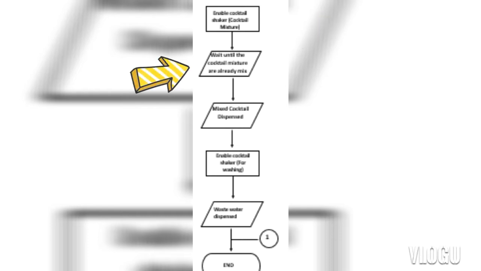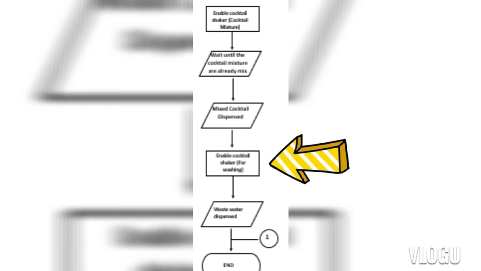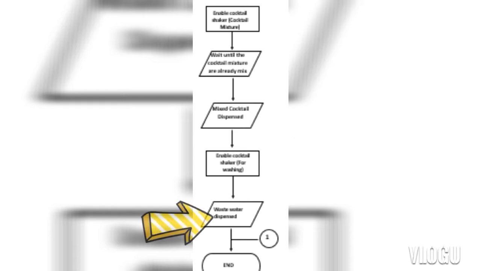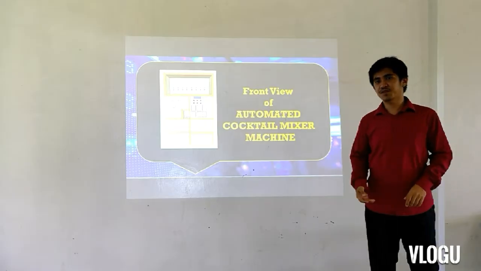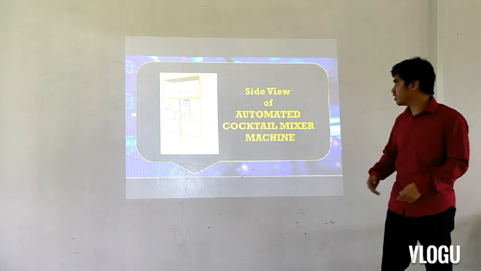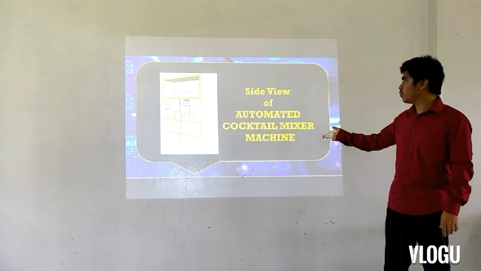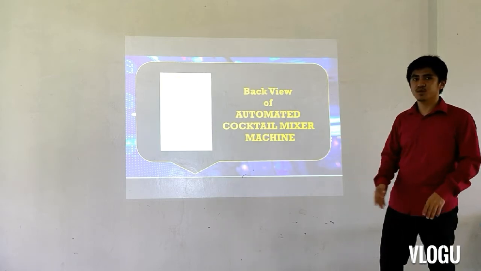Wait for a minute. Then the cocktail will be dispensed to the glass inside the pouring section. After all the transactions are done, the shaker will be cleaned. Lastly, the eliminated waste will flow down to the waste storage of the machine. After that, the machine is ready again for serving. So these are the different views of the automated cocktail mixer machine. First is the front view, next is the side view, and the third is the back view.